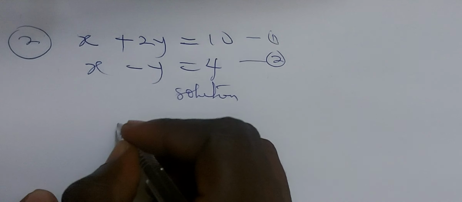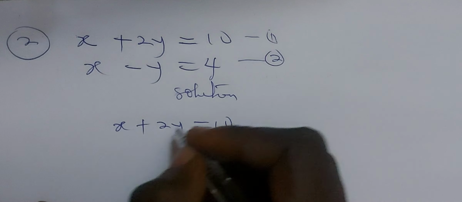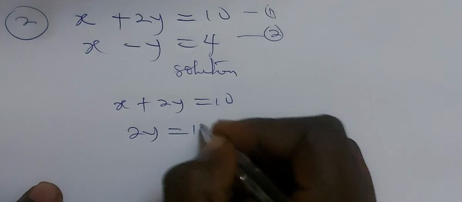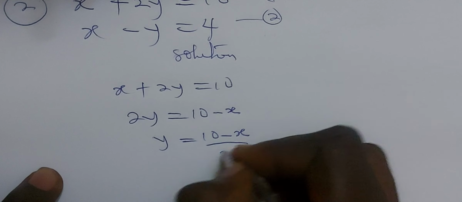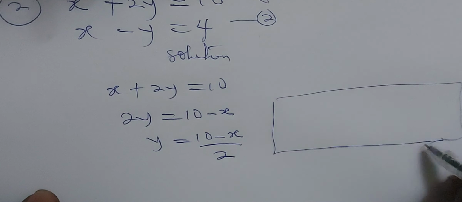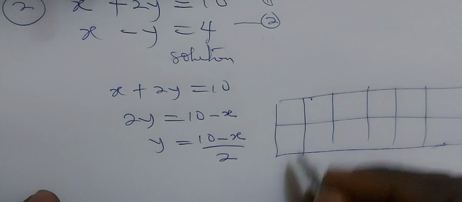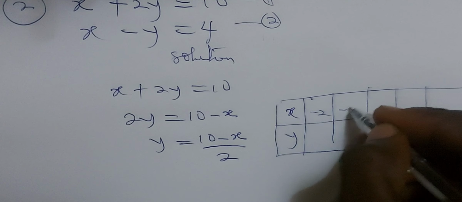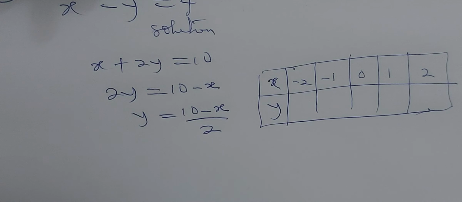So for equation 1, which is x plus 2y equals 10, we need to make y the subject of the formula, which is 2y equals 10 minus x, and y equals 10 minus x divided by 2. So let's prepare a table for it, because normally the value of x is usually given within a range. Let's say x is here, y is here. You can take the values -2, -1, 0, 1, and 2. Then we'll look for the value of y.